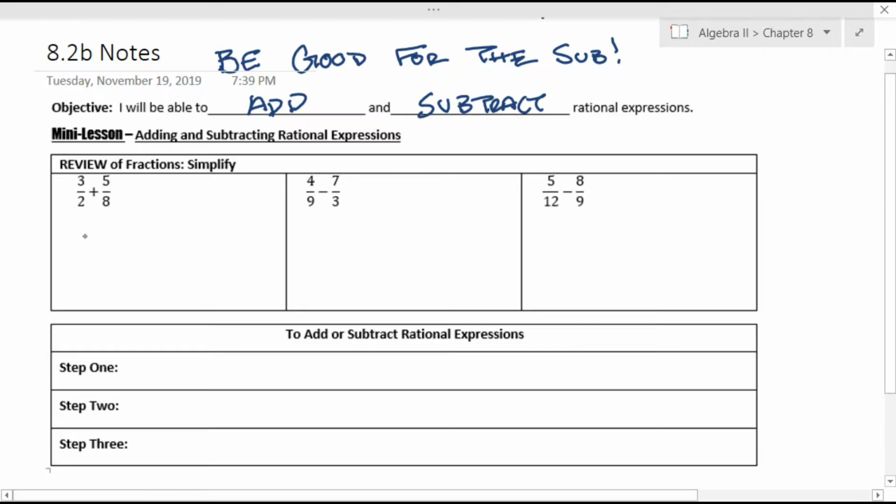Oh, you should get this note taker from the sub. She has it, or he does. Just grab it from the sub.